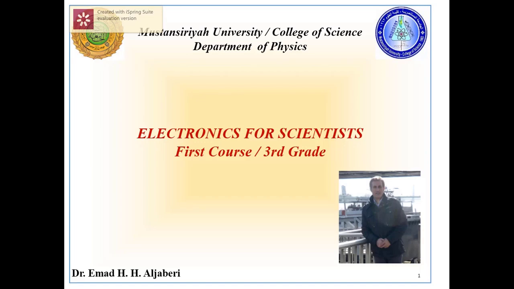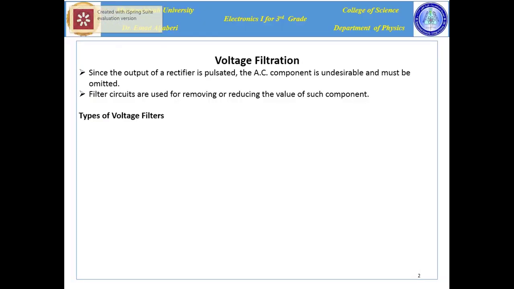In this video I'm going to talk about voltage filtration. We have already known that the output of a rectifier has two components, AC and DC. Such output is referred to as pulsating. The AC component is undesirable because many applications currently require a pure DC voltage. So, the AC component has to be minimized as low as possible. For doing that, the so-called voltage filter is used.